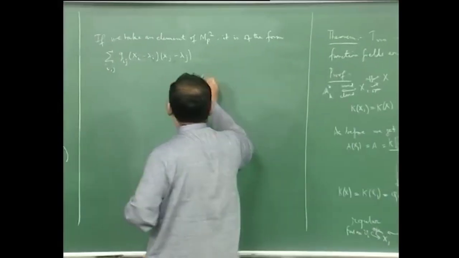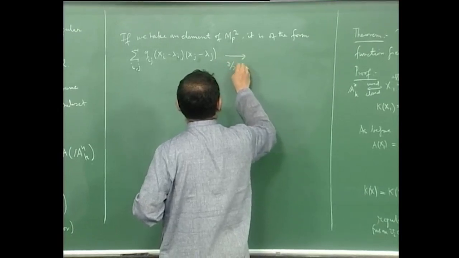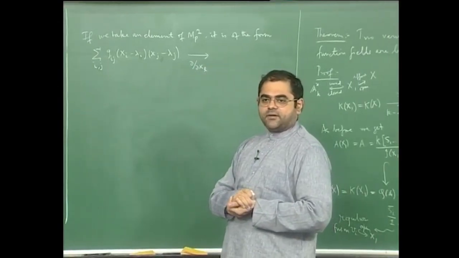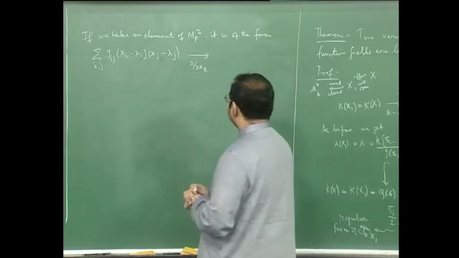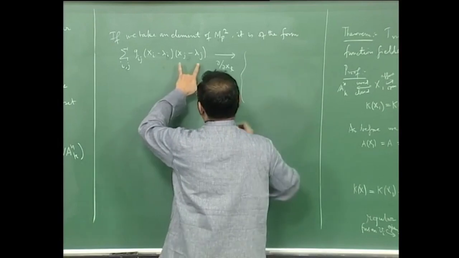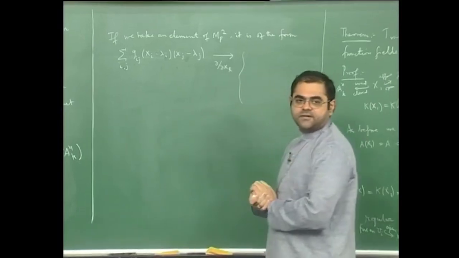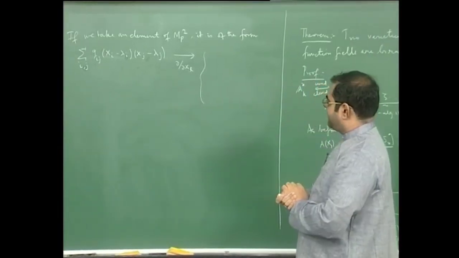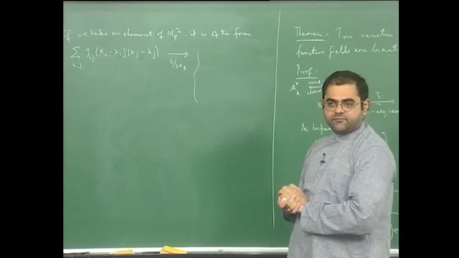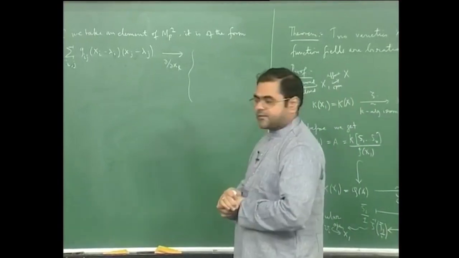And now the point is, if I apply the operator dou by dou xl to this, what will I get? I have to differentiate the product of three terms, and therefore you use the product rule, which also is valid in this case, formally.